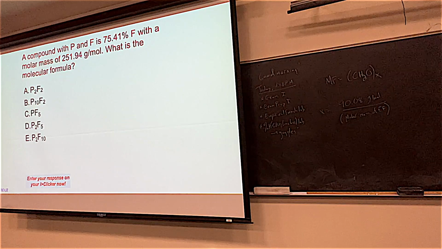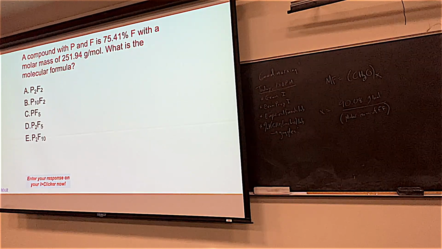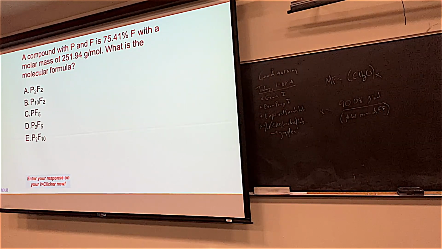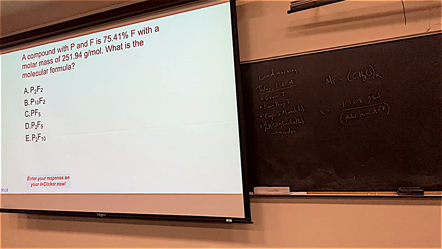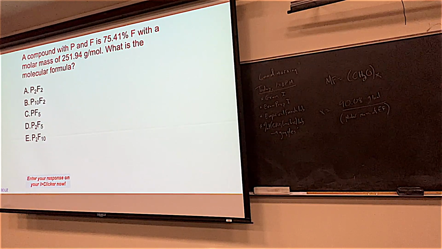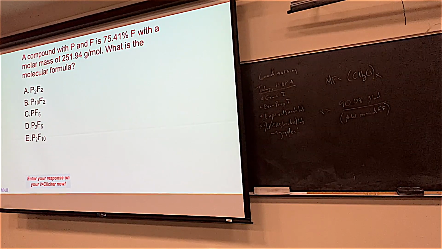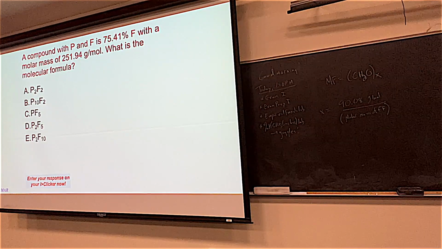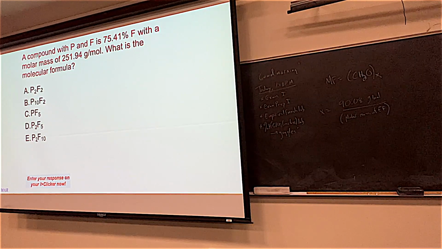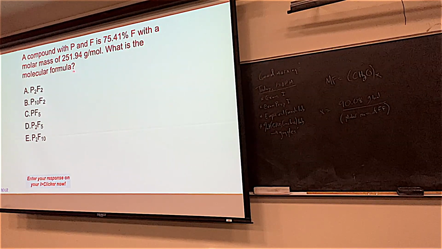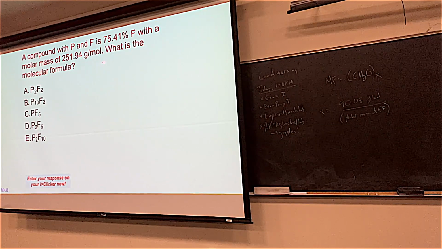So this question kind of pulls both of those ideas together. We have a compound. It has phosphorus and fluorine. It's 75.41% fluorine. So that means 100 minus that number would be the percent of phosphorus. And from just those 2 percentages, you can find the empirical formula of the compound. But then, once you have the empirical formula, I'd like you to find the molecular formula using the molar mass.